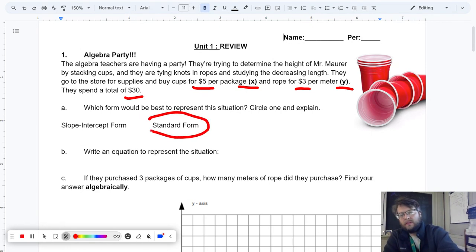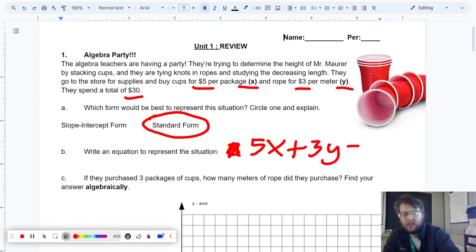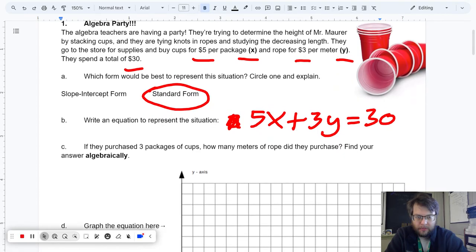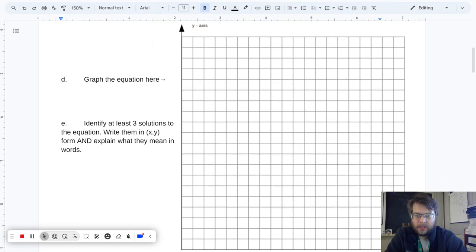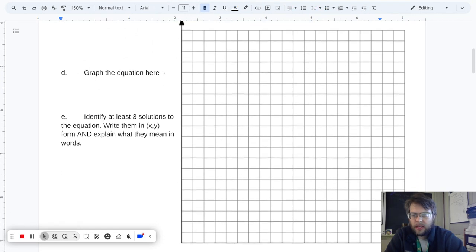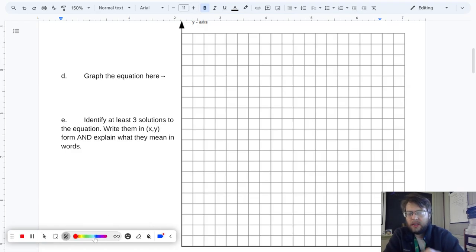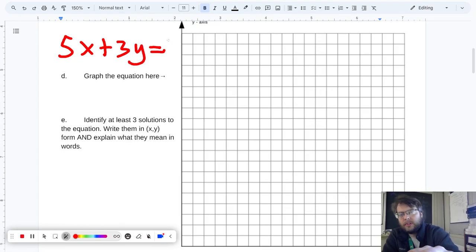That would be a standard form situation where we have, I'll start with the X instead. We have $5 per X, $5 for cups, $3 for ropes, spending $30 total dollars. So $5 times however many cups you buy, plus $3 times however much rope you buy, $30 total. And it asks us to graph this equation. So let me rewrite it where we can see it. So we said 5x plus 3y equals 30.